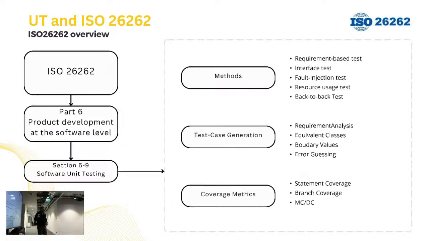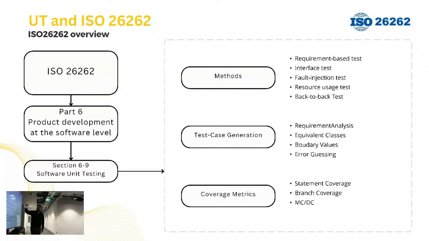Here, I got this part from the official document. Basically, in this section, we have part 6, section 6 to 9, and for unit testing, we have 3 parts: methods, test case generation, and coverage metrics. ISO 26262, in my opinion, is more objective than ASPICE. While ASPICE gives you the best practices and you derive things from there, ISO 26262 gives you more direction. Let's say, it tells you, okay, use this. I recommend that you use this thing instead of that.